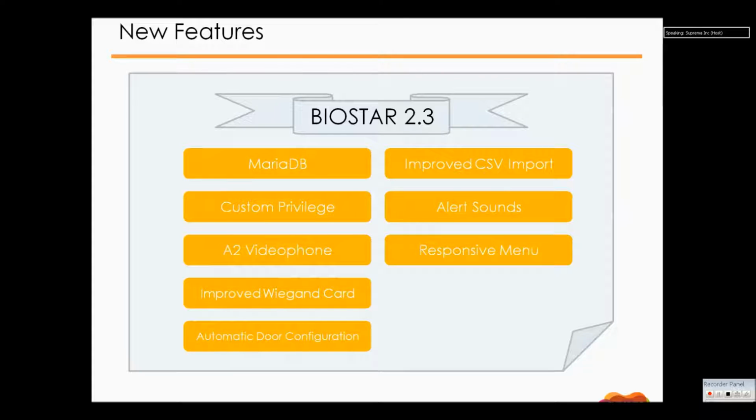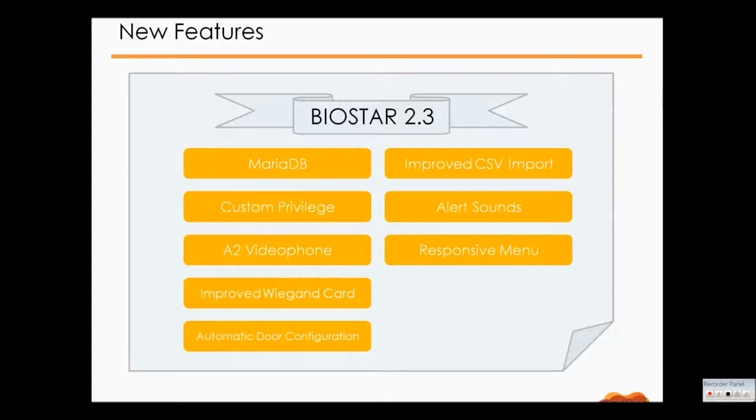Let me first go over the topics I will cover in the new features section. First of all, databases in Biostar 2 will now be MariaDB. Custom privileges can now be provided for Biostar 2 operator users. In the new version, video phone can be used with BioStation A2 if you have an SIP-based VoIP server. Biostar 2 has overhauled its wiegand card features, which I will explain in the coming slides.